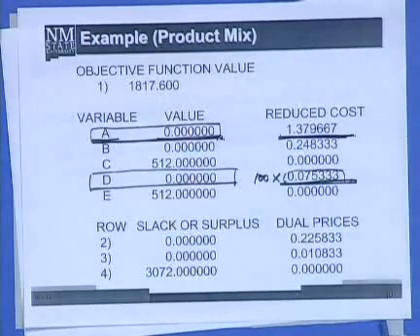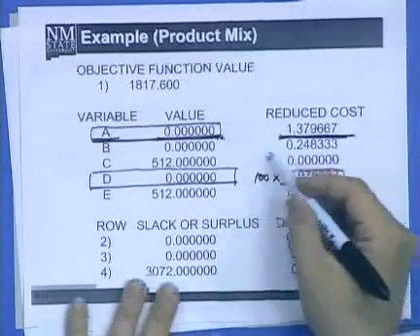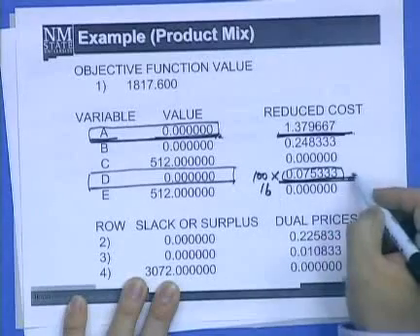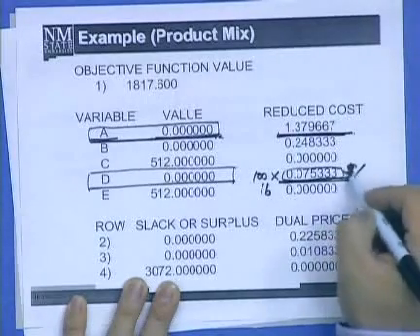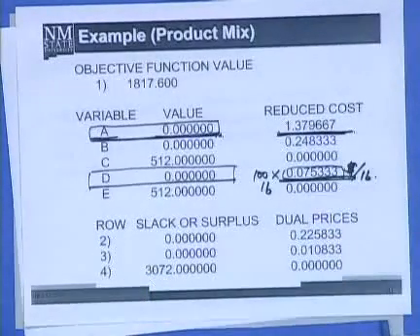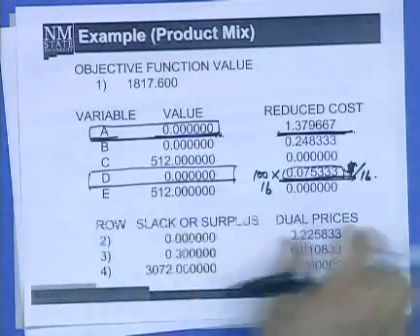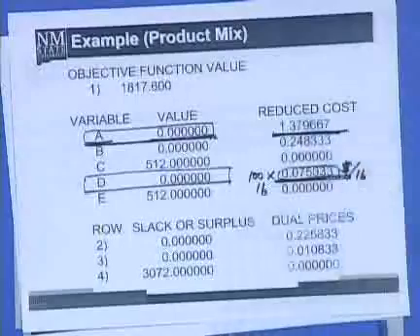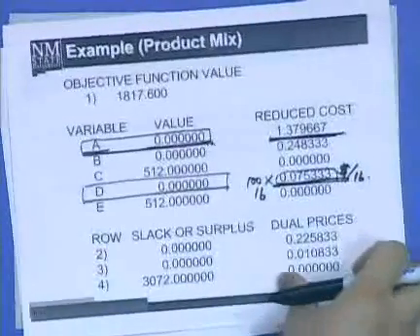Actually, the unit becomes pounds, right? Because 100 pounds times this is the dollar per pound. Okay, whatever. Now you know how to use reduced cost. Okay?